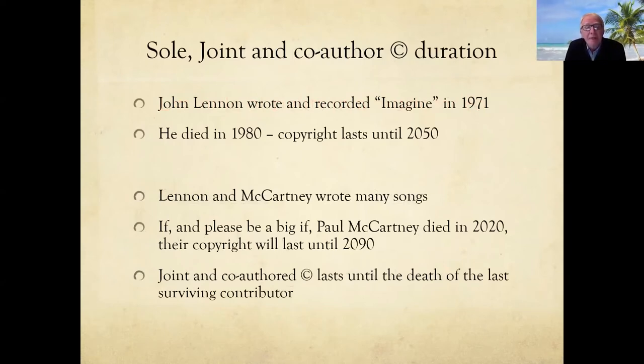Just again, an example of copyright duration for sole, joint and co-authors. John Lennon wrote and recorded Imagine in 1971. He died very sadly in 1980. So the copyright in that work lasts until 2050, 70 years after his death. However, he also partnered Paul McCartney with many, many songs. And if, please be a big if, Paul McCartney did die this year, the copyright would last until 2090. The point being that joint and co-authored copyright lasts until the death of the last surviving contributor. So if you've got six or seven people, it's the last one to die, that's when you start counting the time forward for copyright. Move on, please, Kenji.